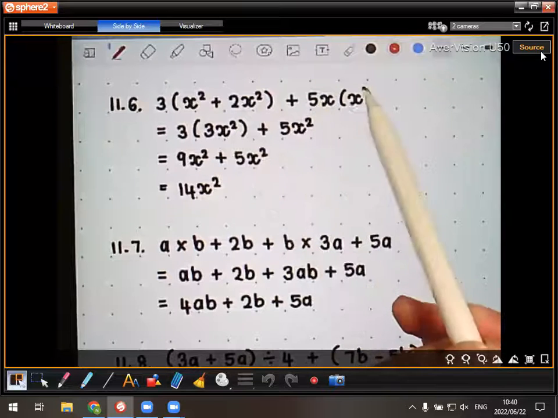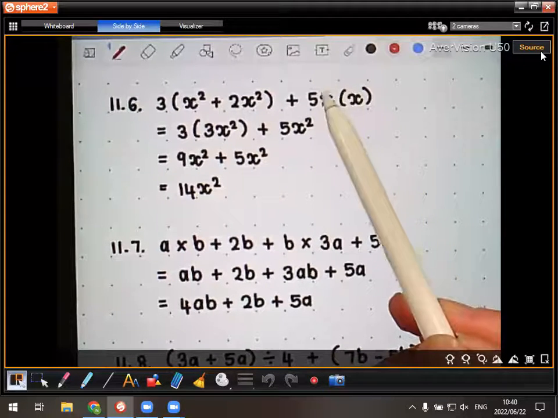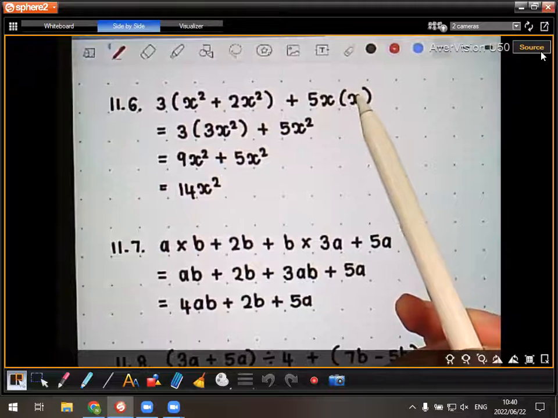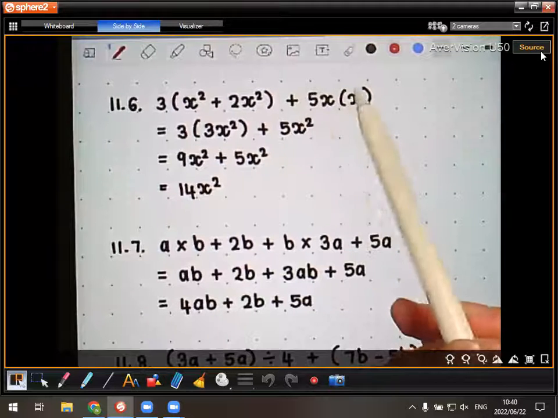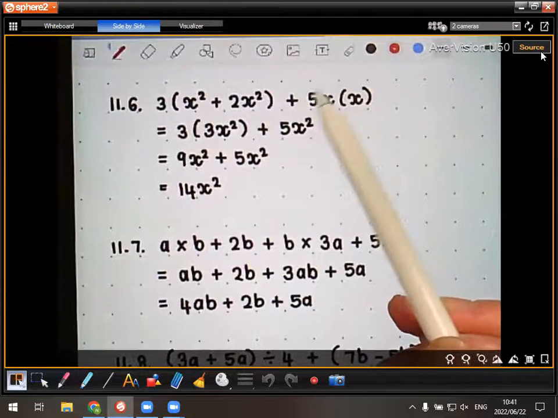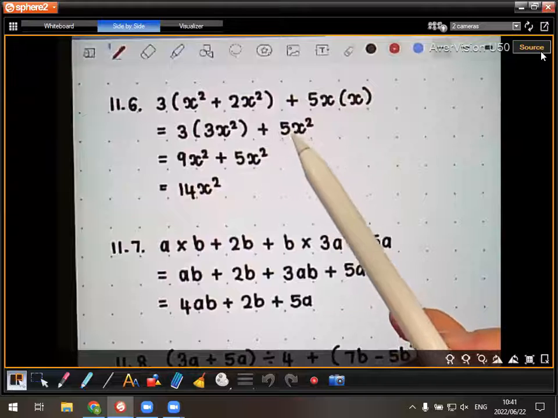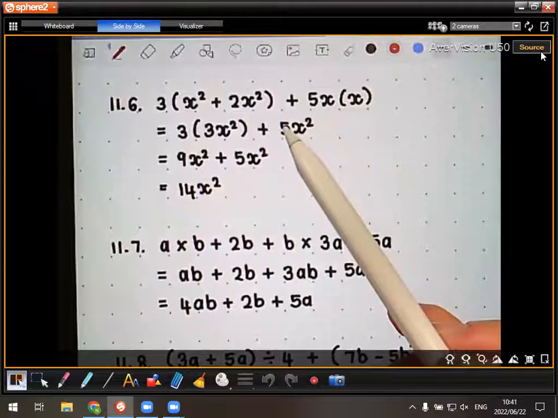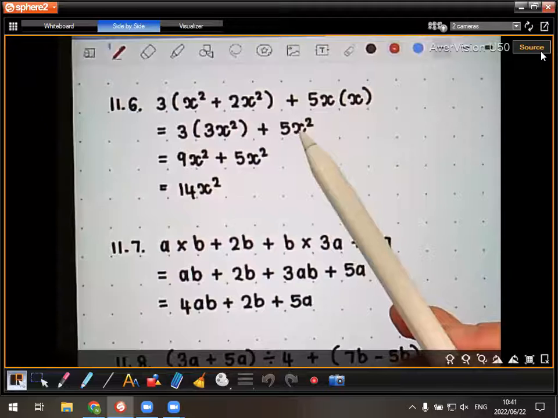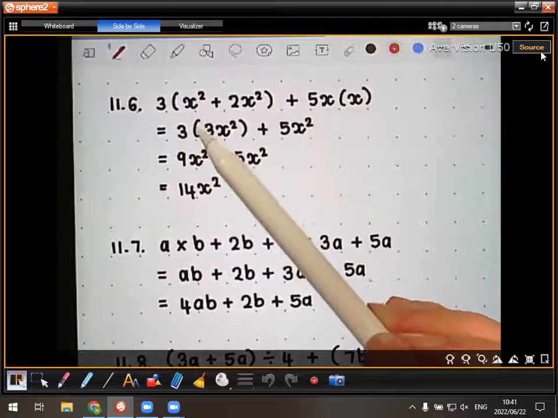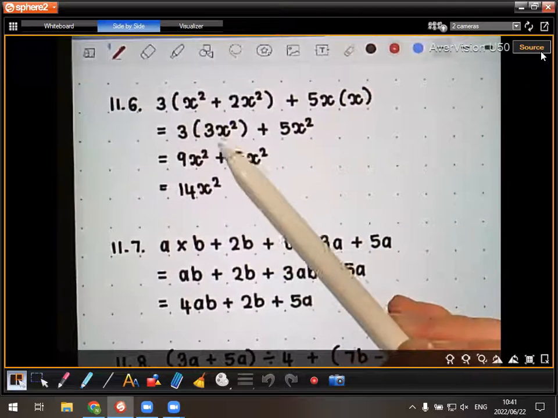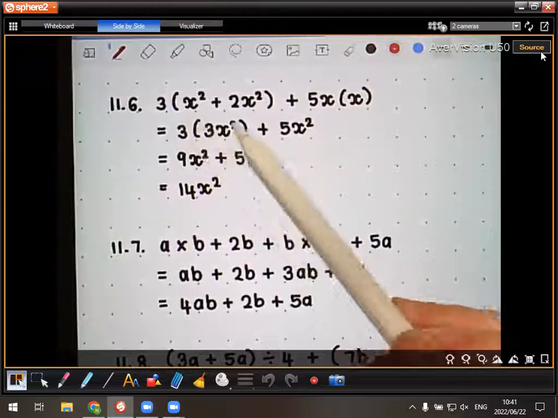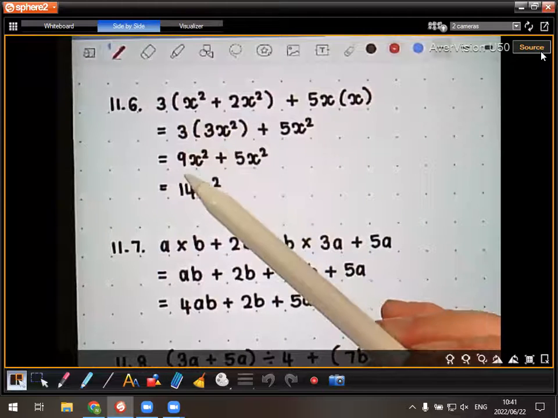Right, for this one, now what does it mean if I have a 3x written next to an x like that? I'm multiplying them, hey. So 3x times x is going to be 3x squared. Right, sorry, it's a 5, not a 3. My apologies. 5x squared again. Yeah, again, we have a 3 next to a 3x squared, so again, we must times it. And 3 times 3 is 9.